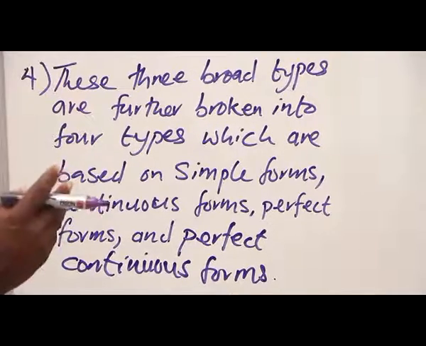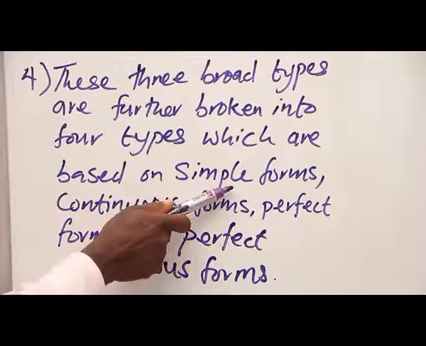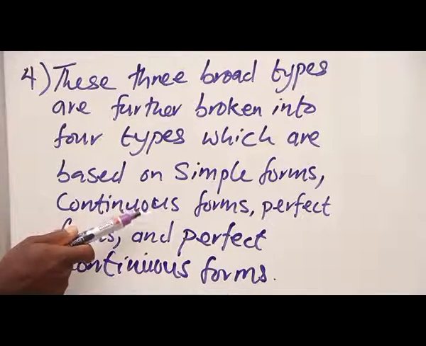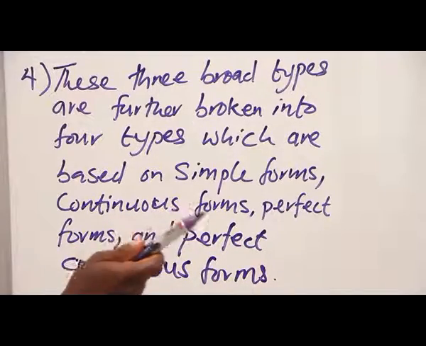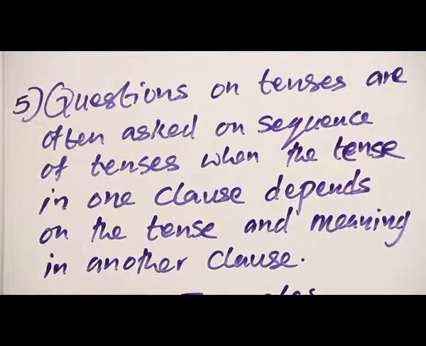Now, what that means is that if we take the present tenses as an example, we will have the simple present tense for simple form, then the present continuous tense for continuous form, the present perfect tense for perfect form, and the present perfect continuous tense for the perfect continuous form. That is what it means. And that goes for the past tenses too, as well as the future tenses. I hope you took that correctly. You got that correctly.